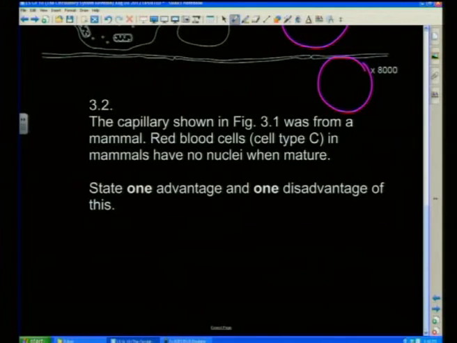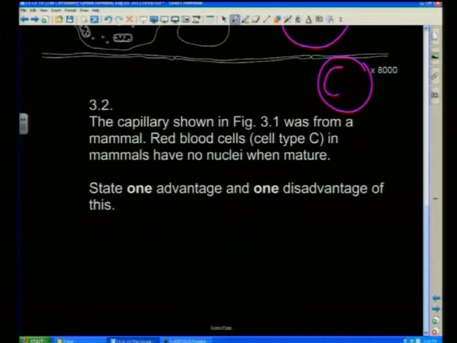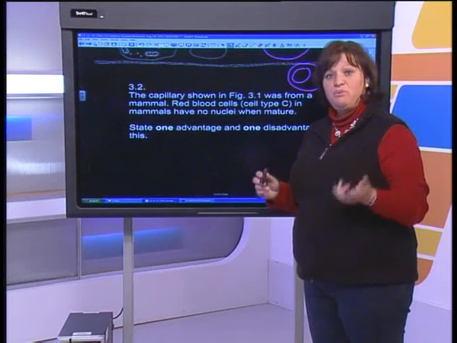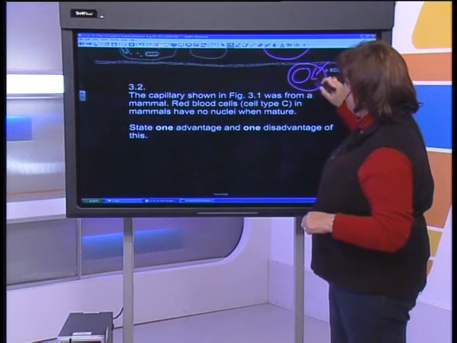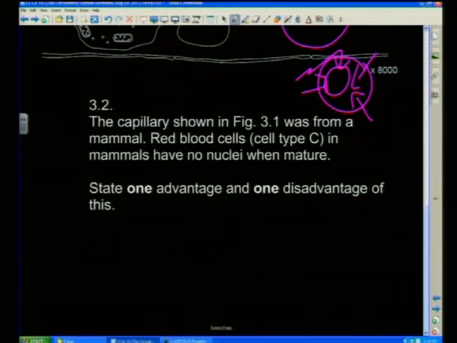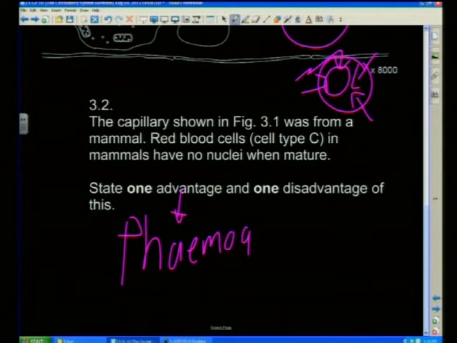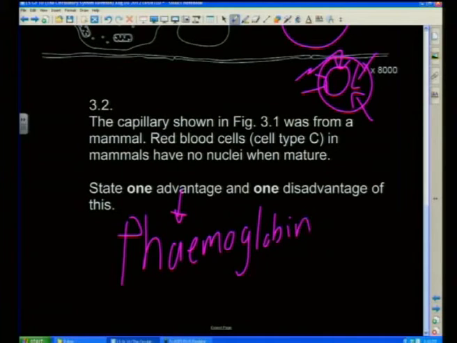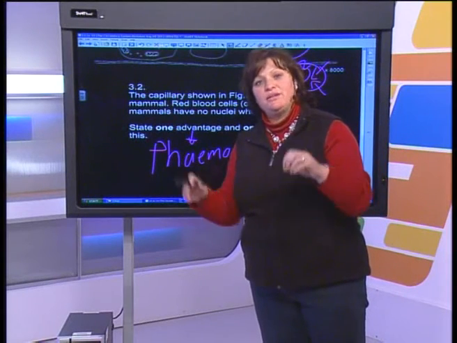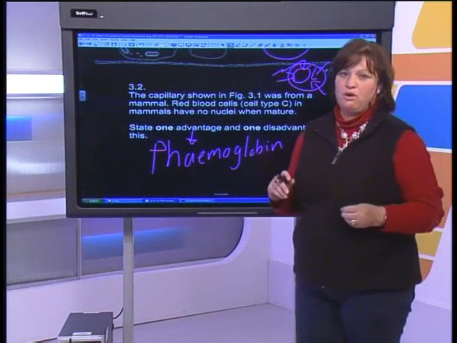It transports oxygen. So now imagine if we had a nucleus over here, what would happen then? The nucleus would be taking up space, and we don't want that. We want oxygen to be able to fill up the whole cell. So one of the advantages is there's much more space. What can we do? We can increase that iron pigment that I told you about, hemoglobin. And if we increase the amount of hemoglobin, we can transport far more oxygen.